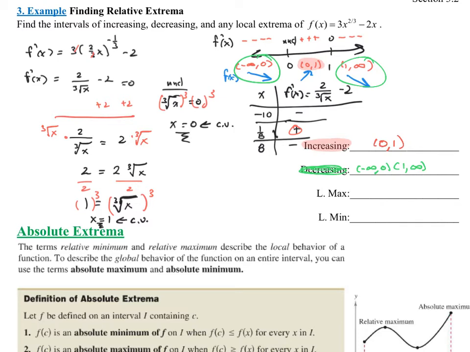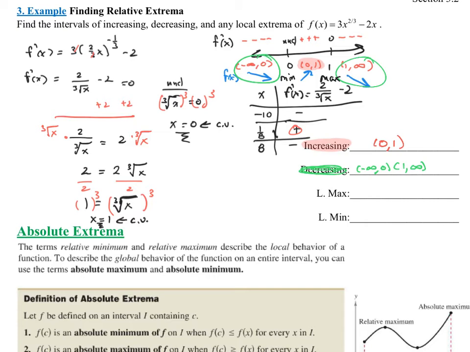So that leaves, when do I have maximums and minimums? Again, local or relative, same word there. Well, anytime it changes from decreasing to increasing, I have a minimum, and anytime it changes from increasing to decreasing, I have a maximum, as long as it's in the domain of the function. Both of these points were critical values. They were in the domain of the function.